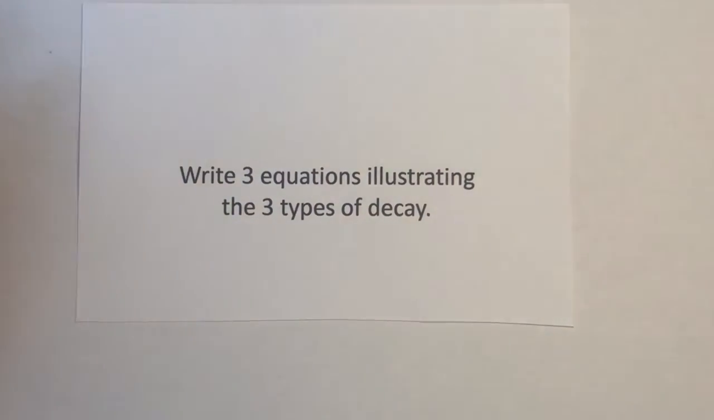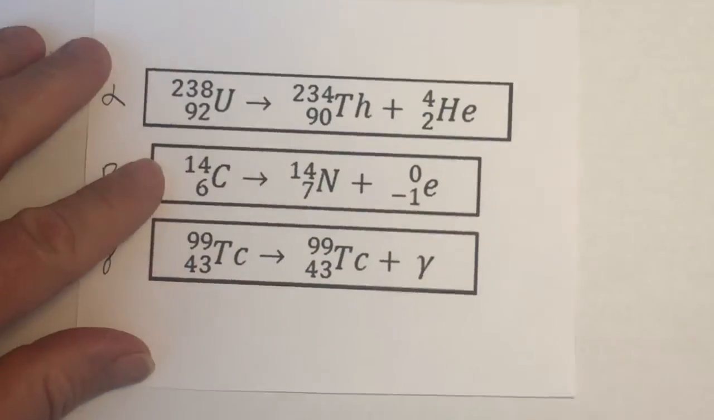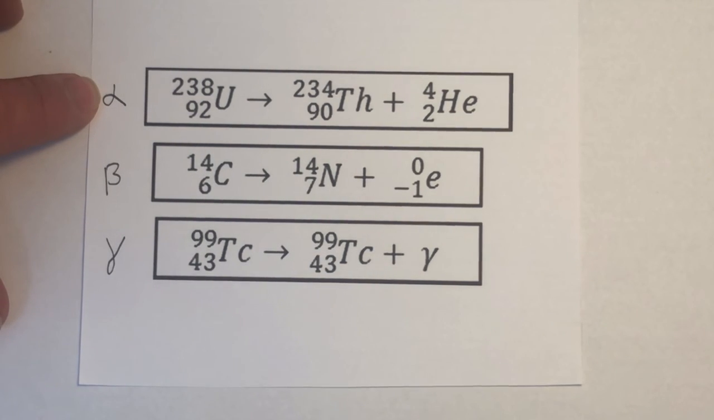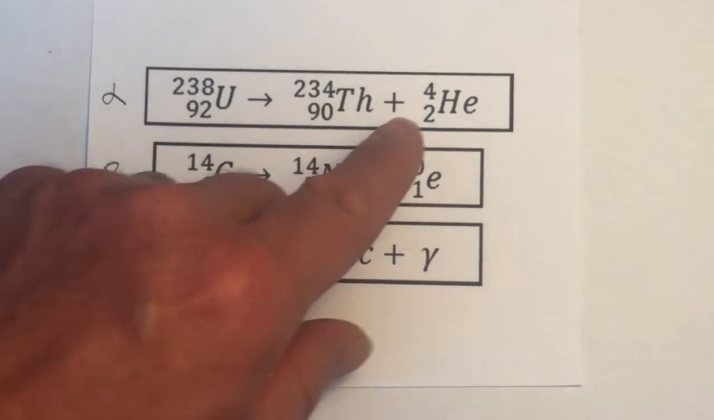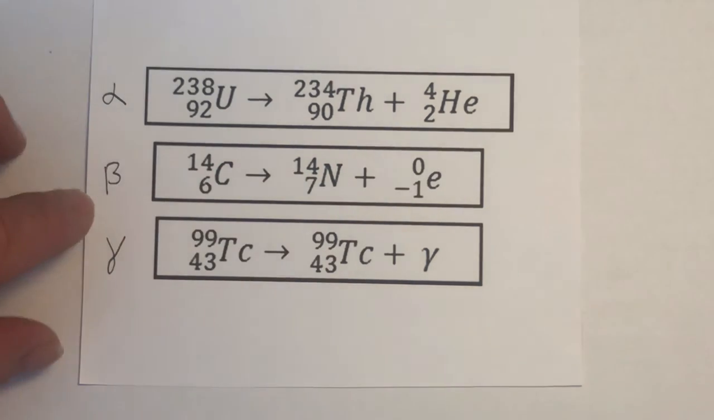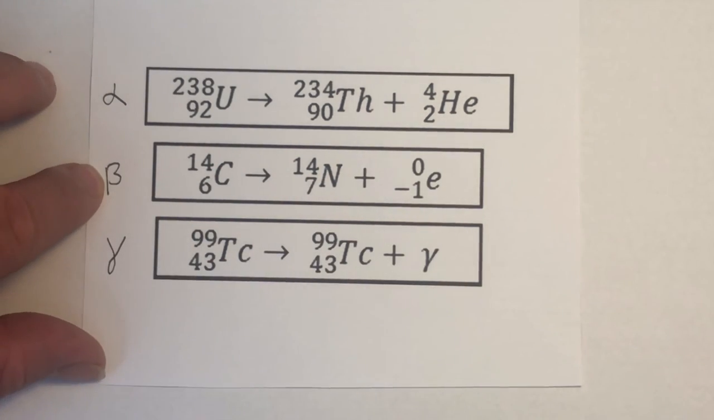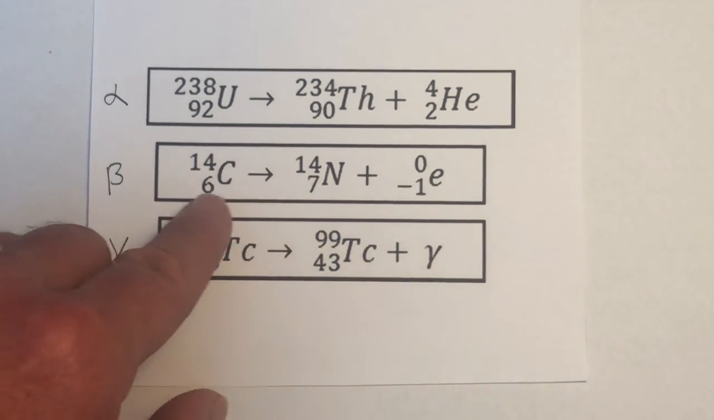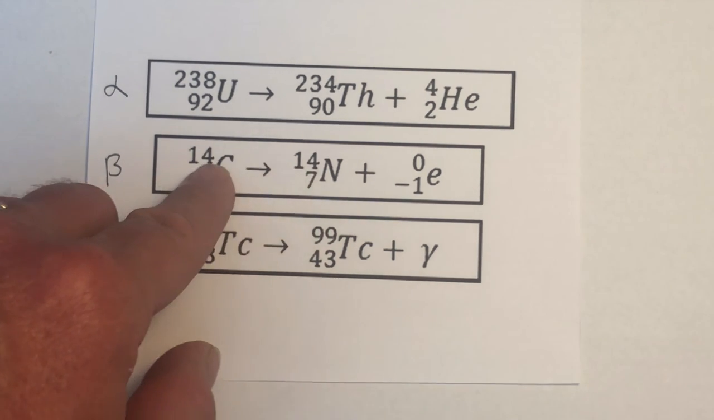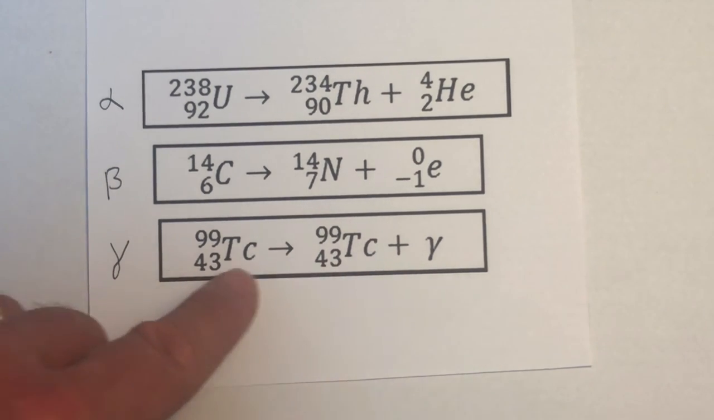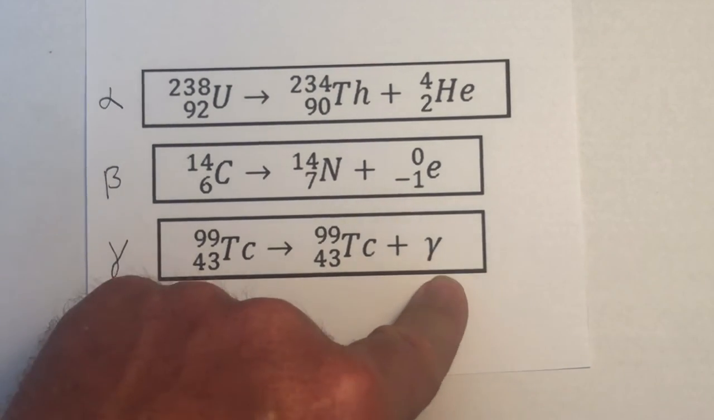Now, write 3 equations illustrating the 3 types of decay. What I would do in your answer is write out that equation and call it alpha, and then explain why it is alpha: because it loses 4, 2, a helium nucleus. Write out that one and call it beta decay. You know it's beta decay because the proton number, the atomic number, has gone up by 1, yet the mass number has stayed the same. Gamma radiation: the 2 elements themselves stay the same, but energy is given out.